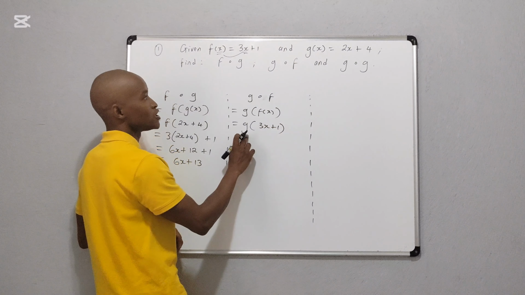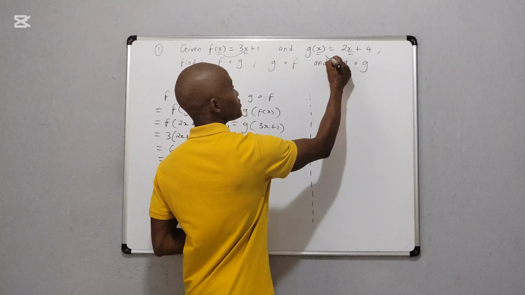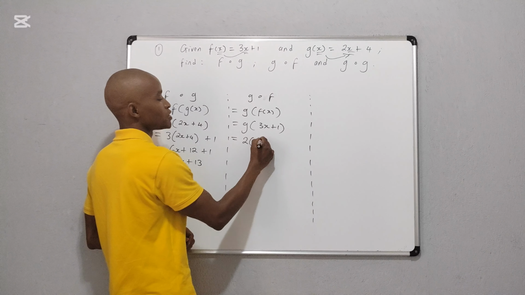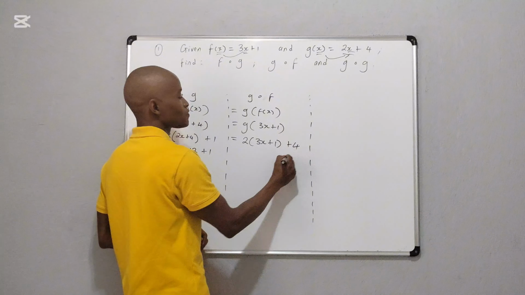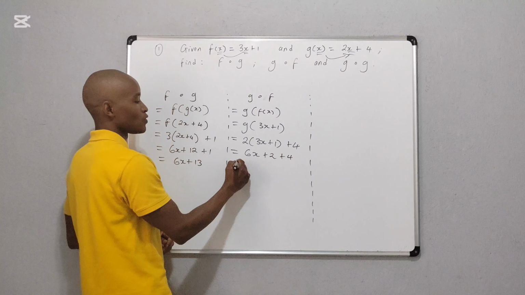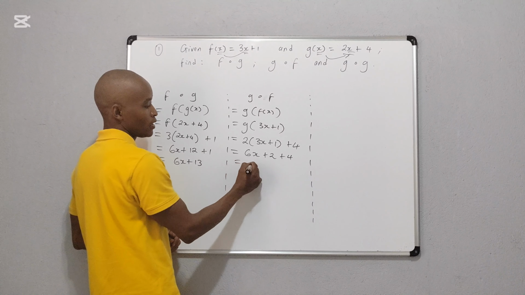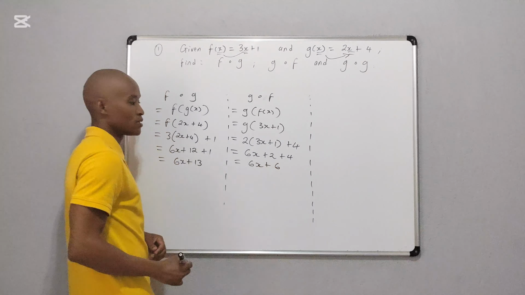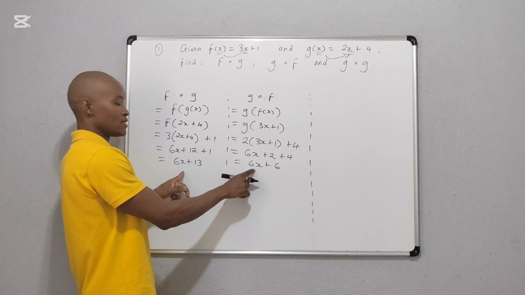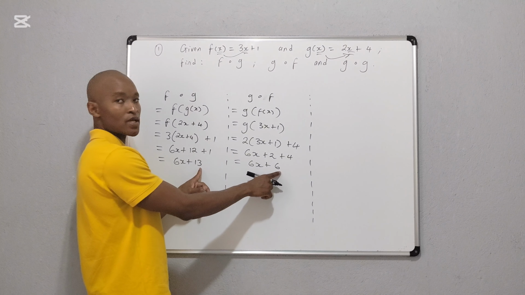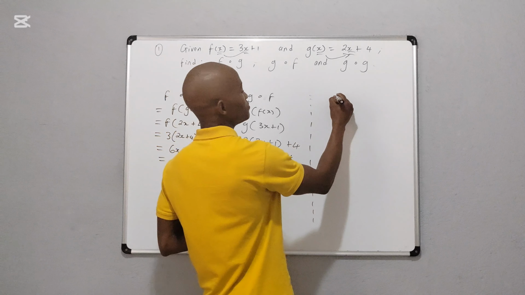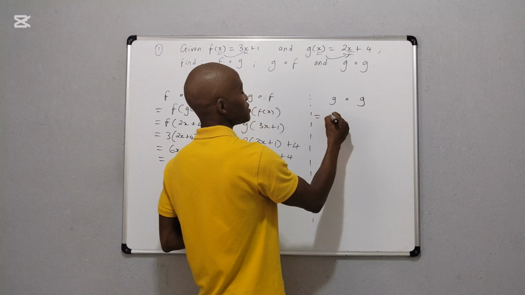Okay, g composite f, and the g composite f is g of the expression of f, 3x plus 1. So in g, whenever we see x, we replace it with the expression of f. So we go 2 times (3x plus 1) plus 4, and this is 6x plus 2 plus 4. Okay, and this will be 6x plus 6. So what do we pick up? The gradients are the same, but the y-intercepts are different. Okay, it's an observation.